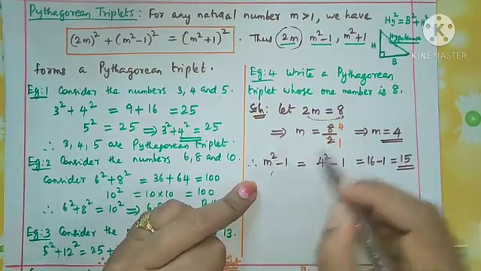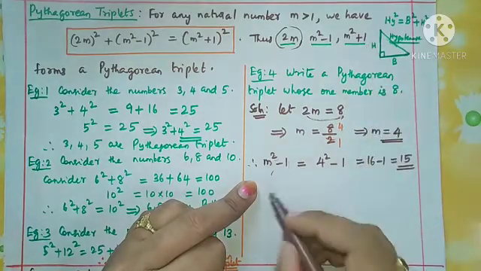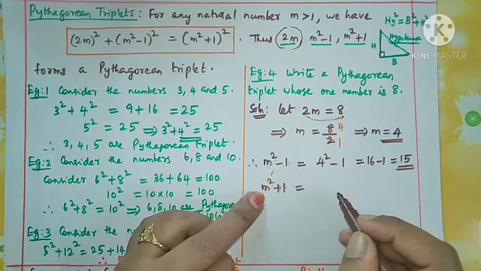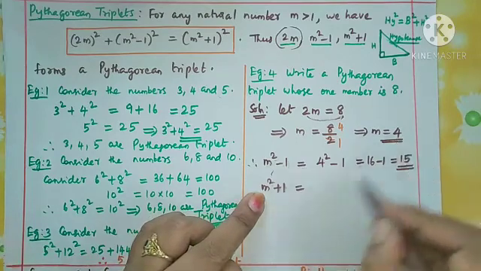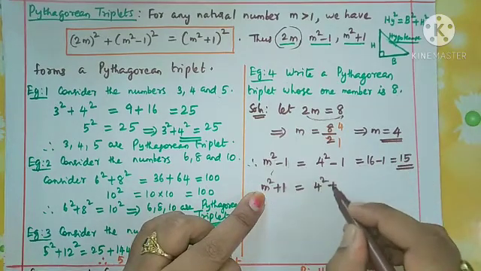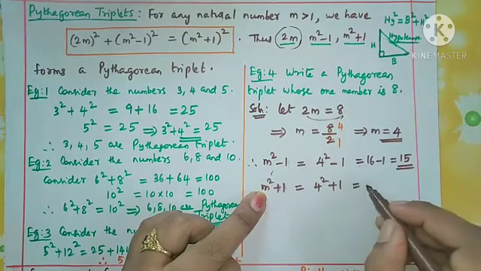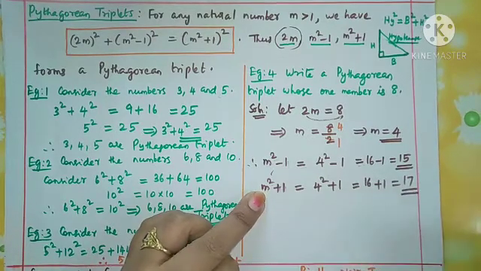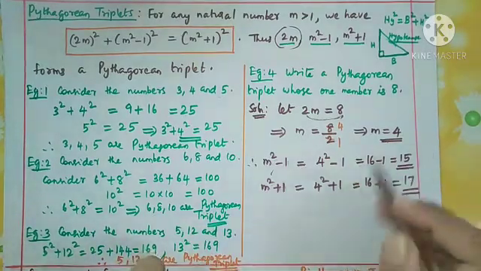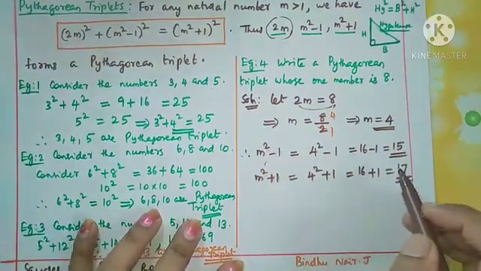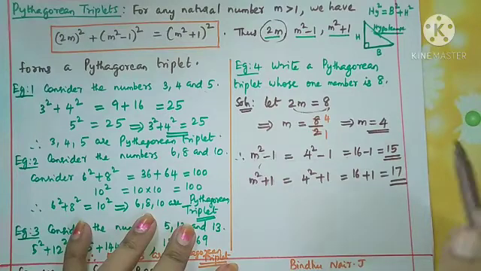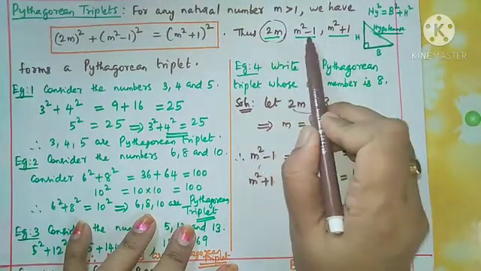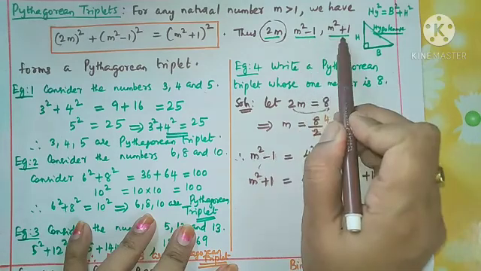Now the next value, who is the next member? M square plus 1. Yes, find out what is m square again. It is 4 square plus 1. Okay, so 4 square is 16 plus 1 is 17. Now you got all the three members of this Pythagorean triplet. What are the three members, children? Once again, 2m, m square minus 1, m square plus 1.